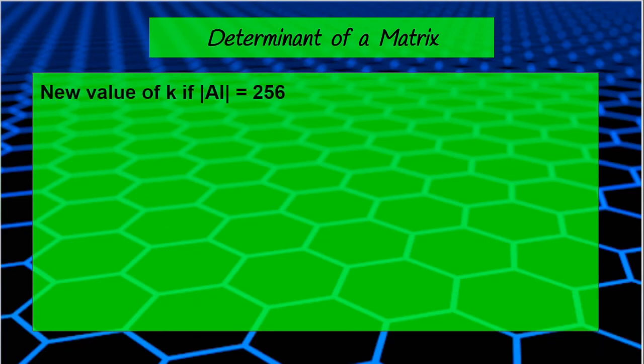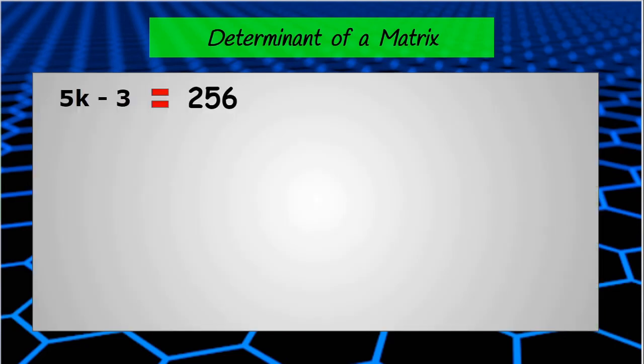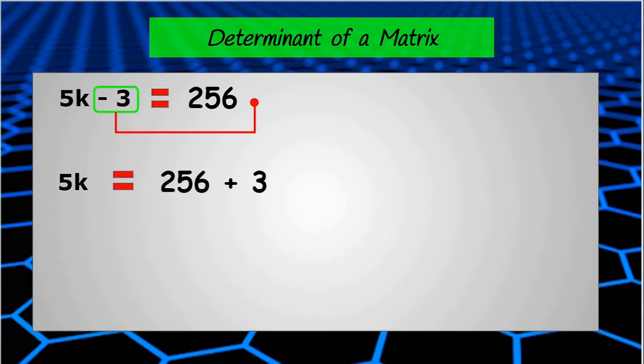Now, finally, the last part of the question asks us to find the new value of K if the determinant of AI is equal to 256. Recall that previously we got the determinant of AI to be 5K minus 3. So we equate 5K minus 3 to 256. And this becomes an equation that we should solve. To solve this equation, let's move minus 3 here to the other side of the equation, basically collecting like terms. Of course, the sign changes to a plus sign as seen here.